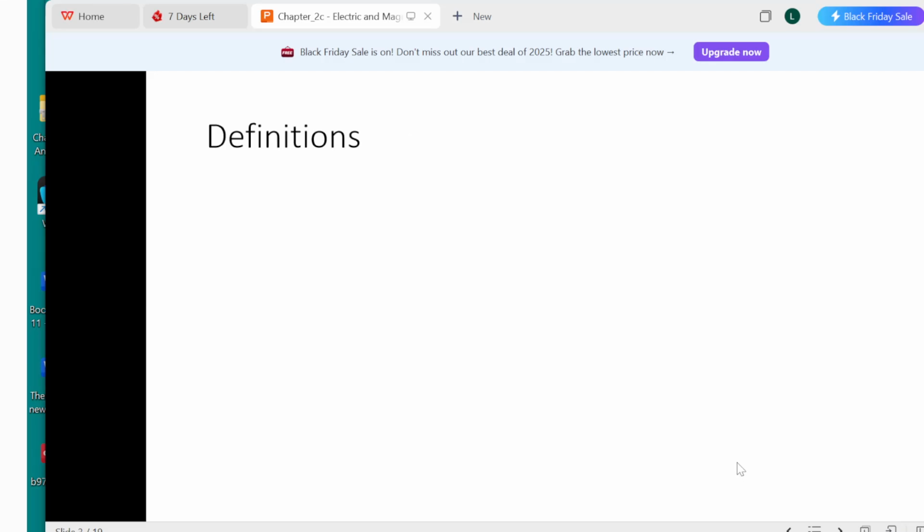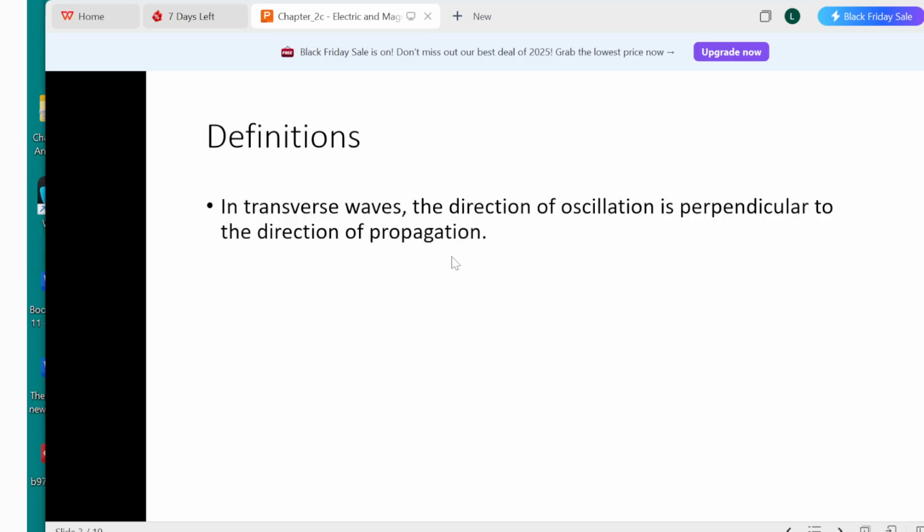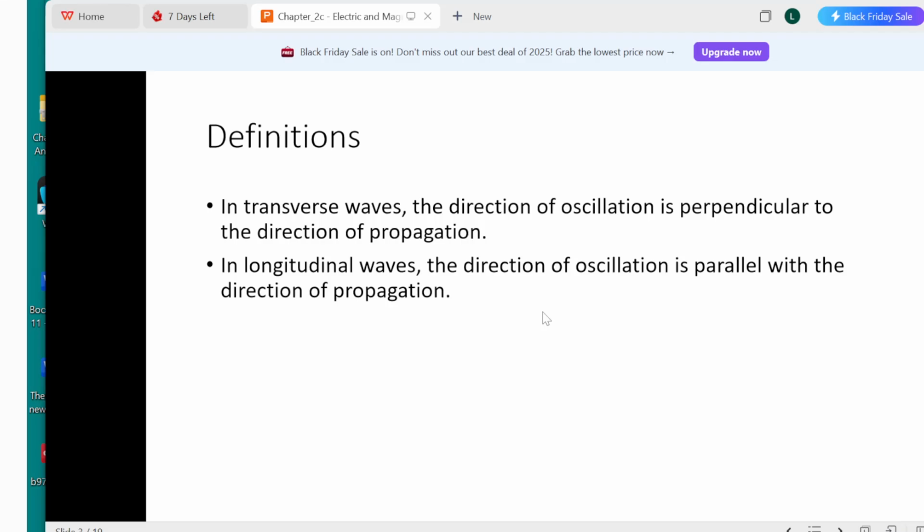So before doing anything, let's come up with some definitions first. A transverse wave is a wave where the direction of oscillation is perpendicular to the direction of propagation. On the other hand, longitudinal waves are waves with the direction of oscillation parallel with the direction of propagation. Okay?